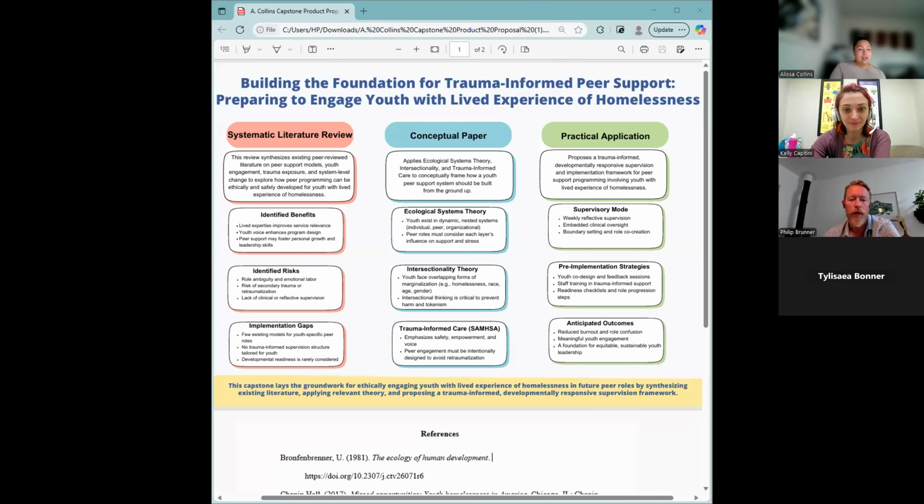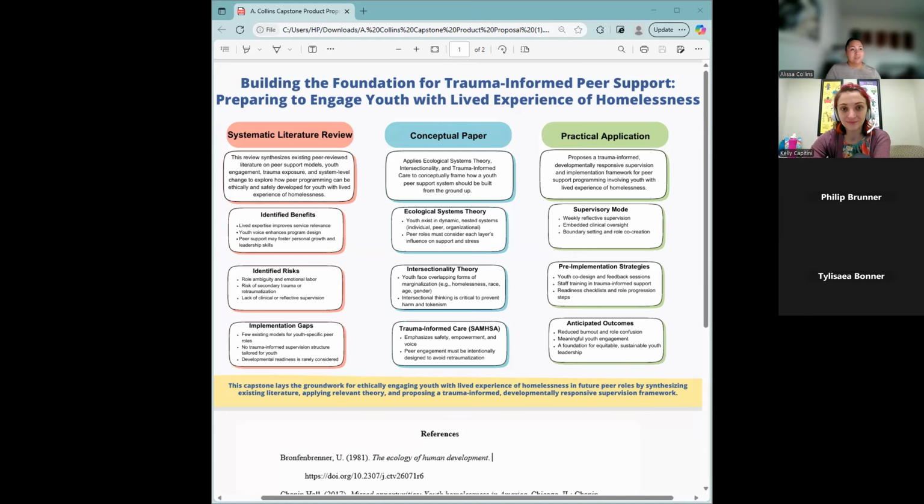Hi, everyone. I'm excited to share my conceptual map. This is the foundation for my capstone project. The topic for this is developing a trauma-informed, developmentally responsive peer support framework for youth with lived experience of homelessness.